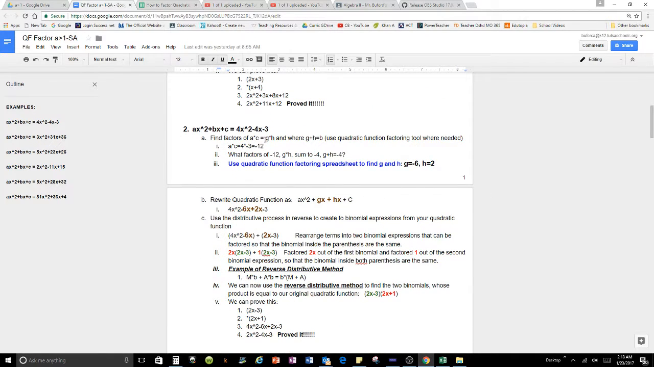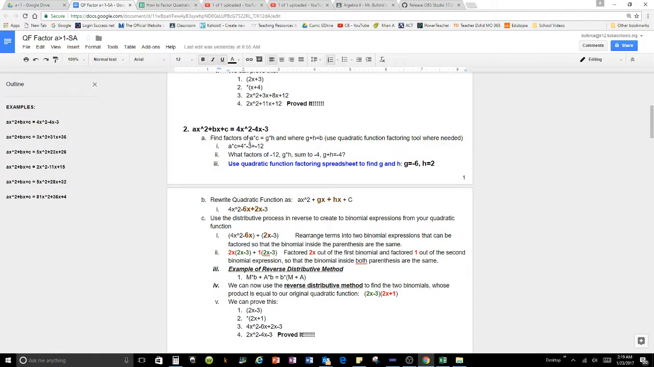Okay, here we have 4x squared minus 4x minus 3. And again, we cannot factor that 4 out, because if we could, we would be able to divide each of these terms evenly by 4. We can divide the b term by 4, but we can't divide the c term by 4 evenly, so we have to use the process of factoring using the reverse distributive method.